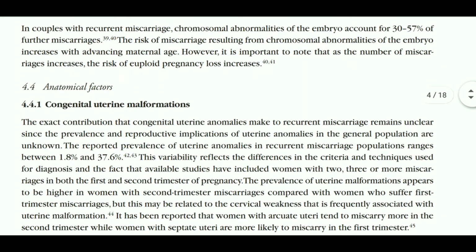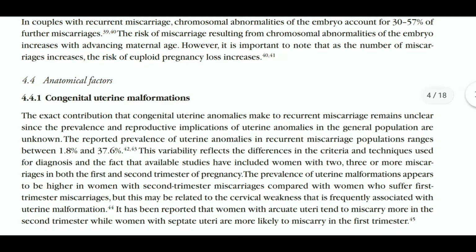Okay, anatomical factors, congenital uterine abnormalities. Okay, the exact contribution of congenital abnormalities to recurrent miscarriages remains unclear, since the prevalence and reproductive implication of uterine anomalies in the general population are unknown, and the reported prevalence of uterine abnormalities in the recurrent miscarriage population ranges from 1.8 to 37.6%.